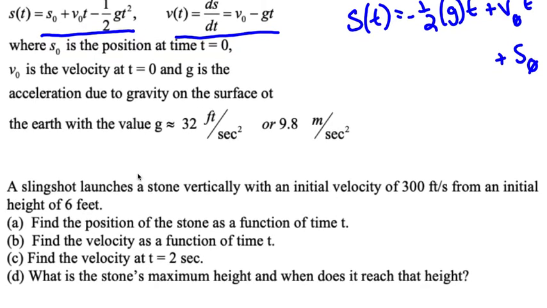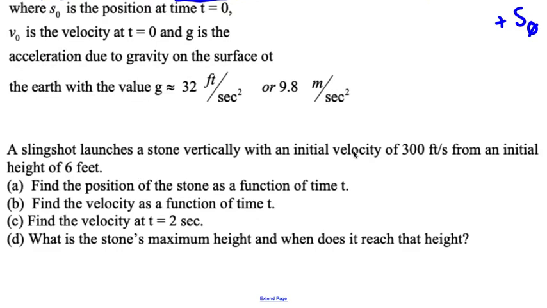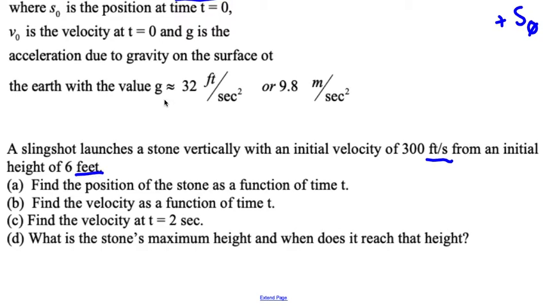Now, you're also given gravity is approximately 32 feet per second squared. If we're talking about calculus, typically it's in these units, but physics, it's in meters per second squared. But you're going to look at the information you're given in the problem. Since this is feet per second and this is feet, we're going to use that 32.